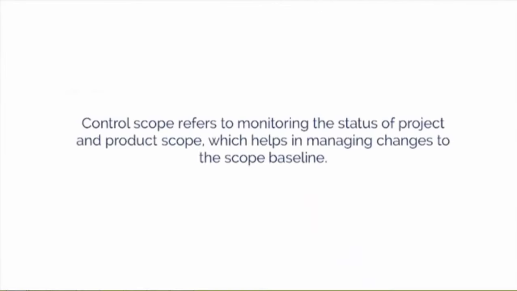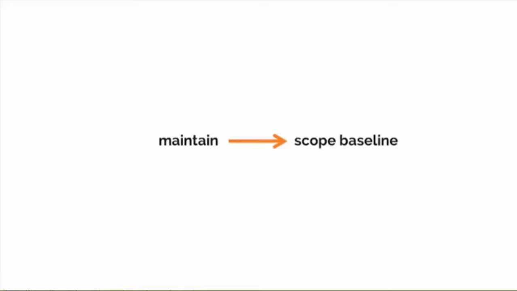The 6th and final process in project scope management is Control Scope. This refers to monitoring the status of the project and product scope, which helps in managing the changes to the scope baseline. It ensures to maintain the scope baseline throughout the project. Good scope control is critical to project management and requires you to balance the need to be flexible yet be rigid when it comes to adding things that are not necessary. In other words, adding any bells and whistles.